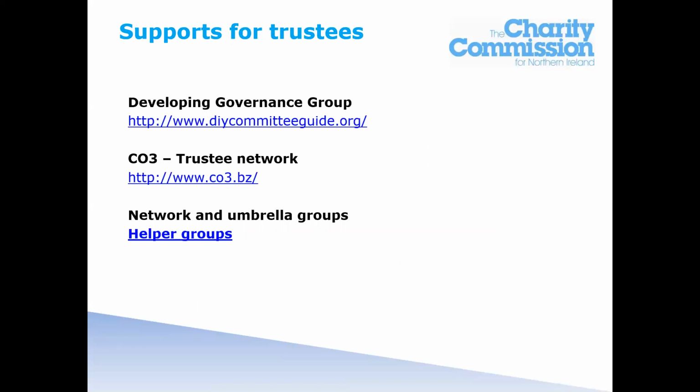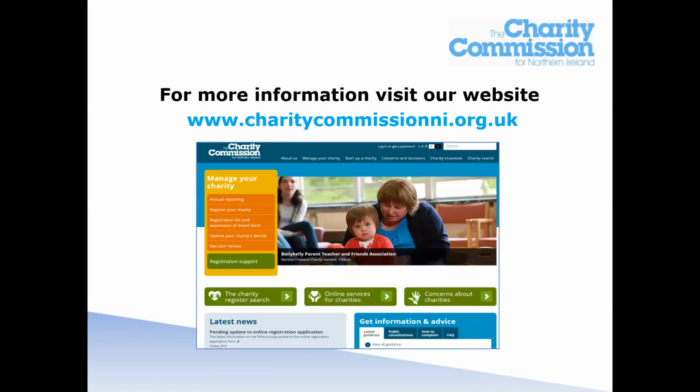The Commission recognises that running a charity is challenging. Alongside its own Running Your Charity guidance, charity trustees can also find good governance tools produced by the charity sector on the Developing Governance Group website. Leaders of charities can gain support from the CO3 Trustee Network and from a range of network and umbrella groups. Always visit the Commission's website for the most up-to-date information and guidance.